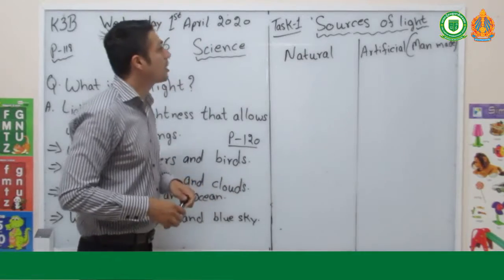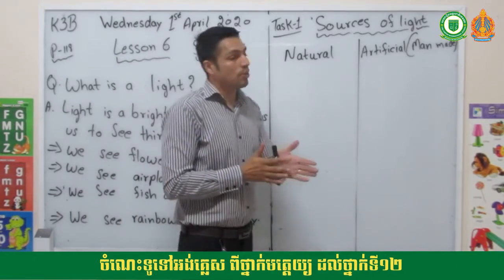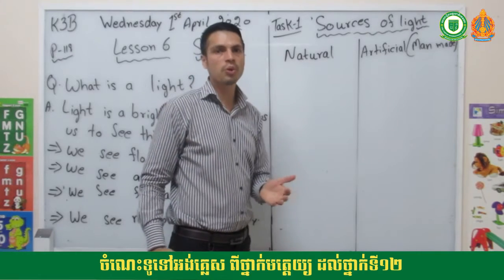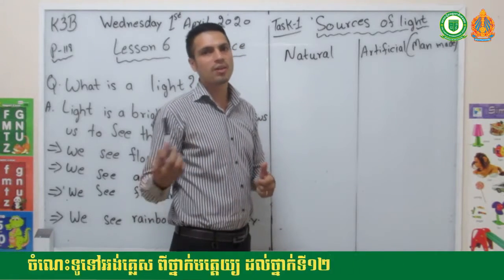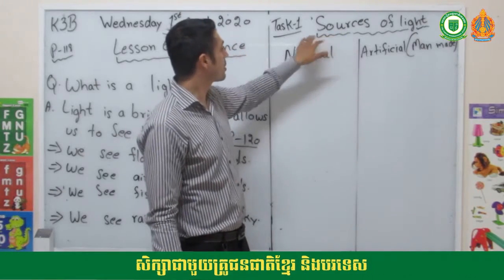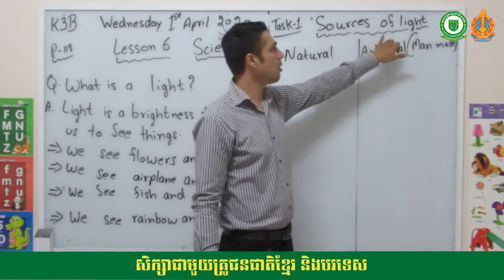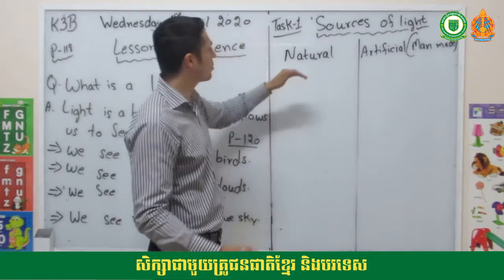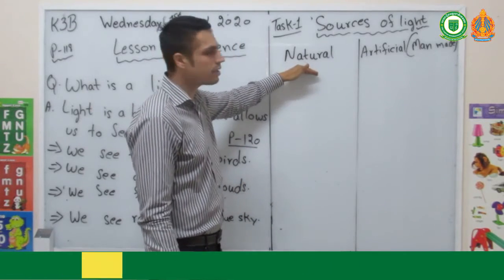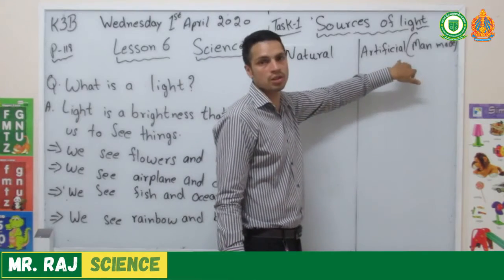After that I would like you to do a task. Open your notebooks. You can use either pen or pencil, but I would recommend using pencil. Task 1 is sources of light. I want you to write down sources of light: natural sources and artificial sources.